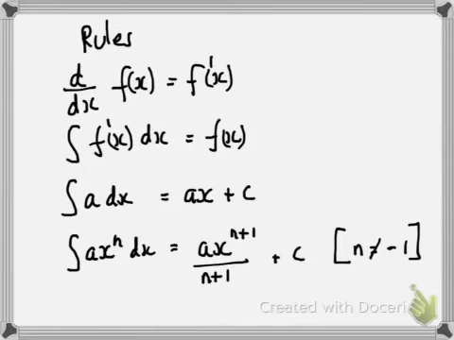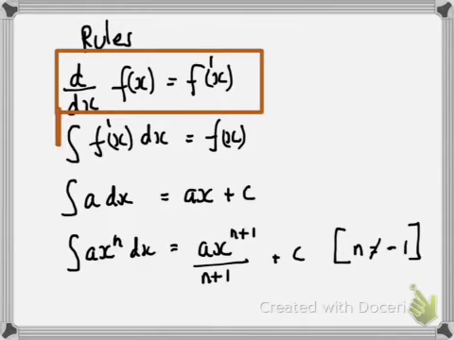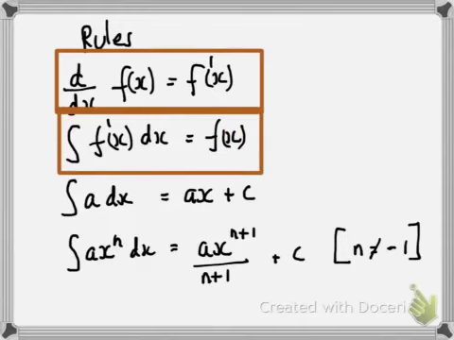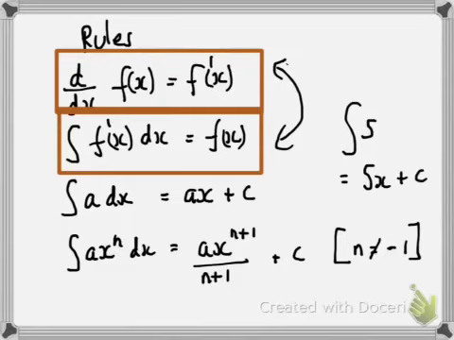So here are some rules. We know that the derivative of f of x is f dash of x. So the integral of f dash of x with respect to x is f of x. So they're reverse processes, the reverse of each other. The integral of a dx is ax plus c. For example, the integral of 5 equals 5x plus c. So this is where we're getting our mind around. We're used to differentiating, so the derivative of 5x plus c would be 5, because the plus c being a number is 0, and the derivative of 5x is 5.